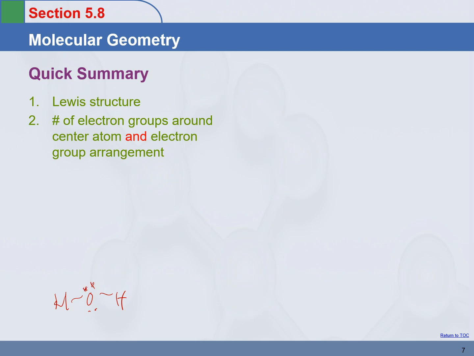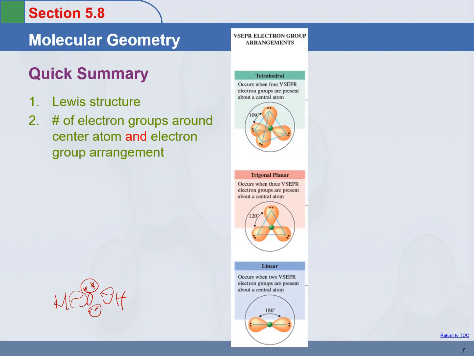Well, I have 4 groups of electrons. The electron group arrangement will be tetrahedral. That's what it will be, the electron group arrangement. If there are only 2 groups of electrons, it will be linear. If there are 3 groups of electrons, it will be trigonal planar. So number 2 is to predict the number of electron groups around the center and predict the electron group arrangement.